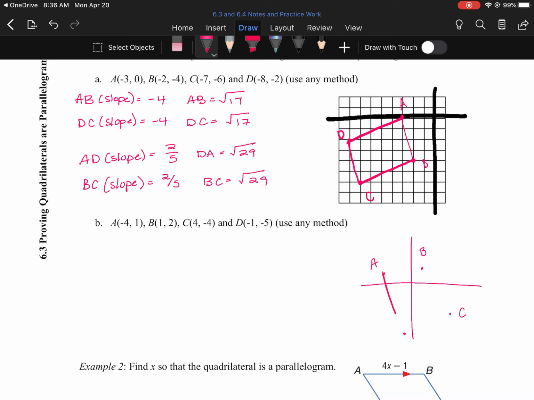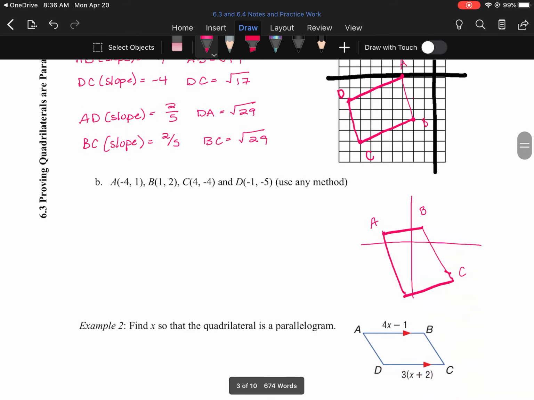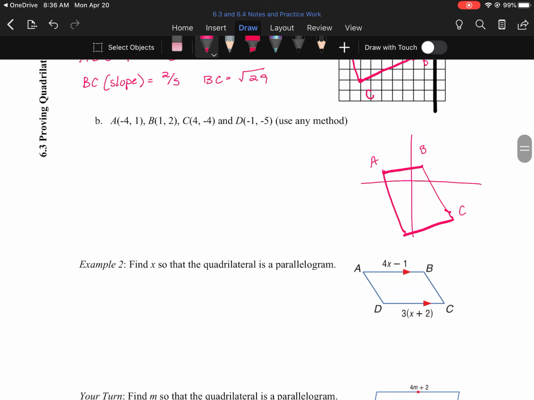Okay, so anyways, we get an idea. I'm going to move this one down. Mine doesn't look very much like a parallelogram, but if you look at the directions to show that the quadrilateral with the given vertices is a parallelogram, we can sort of just find out if it is. If we don't get the same slope or we don't get the same distance, that means it's not. But this right here was just to show me which sides are opposite each other.